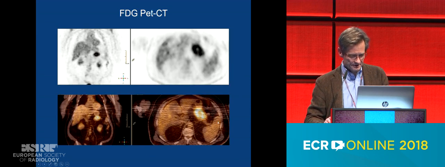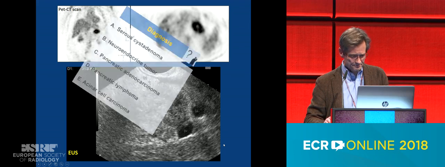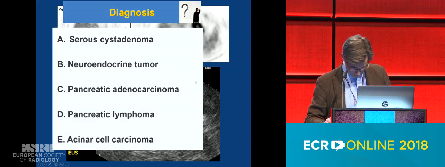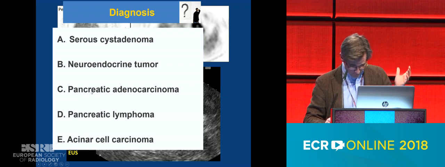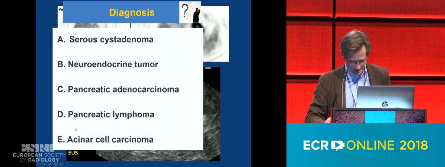Okay, so this is again, I'm going back, sorry. So we have the PET and the EUS. So these are the suggestions for you. Serous cystadenoma, neuroendocrine tumor. I apologize, I don't have the octreotide PET. Pancreatic adenocarcinoma, lymphoma, or acinar cell carcinoma.